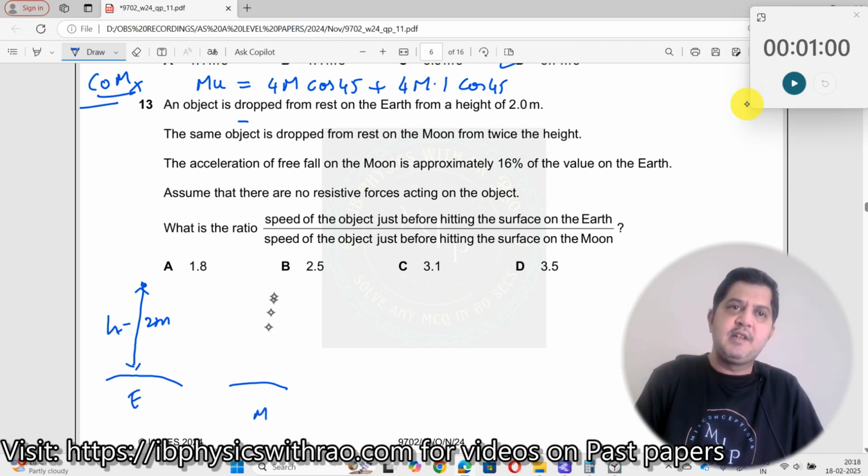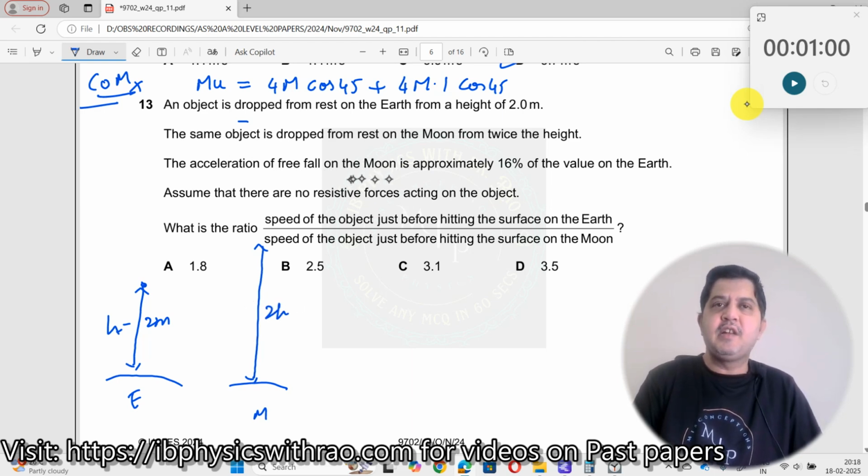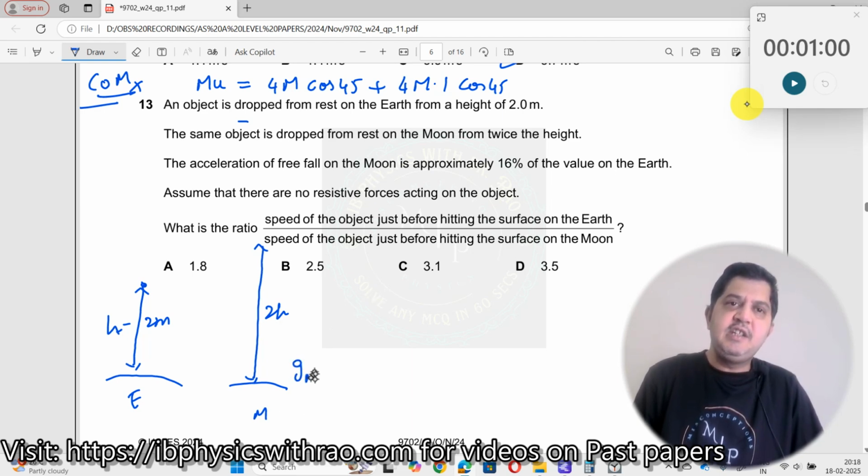This is moon over here, and you're dropping it from a much larger height. So this is 2h. The acceleration of the free fall on the moon is approximately 16% of the value of the earth. What is being given? So here you give g moon is equal to 16%. I will write this as 0.16 times g earth.